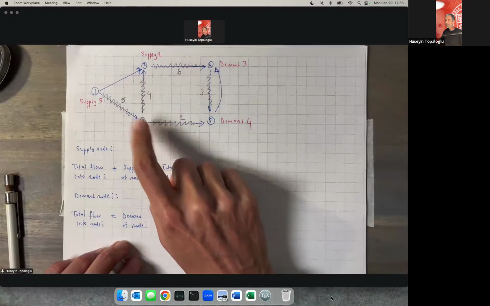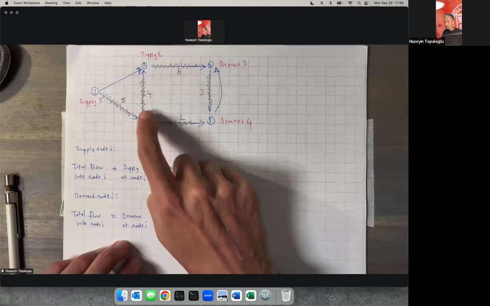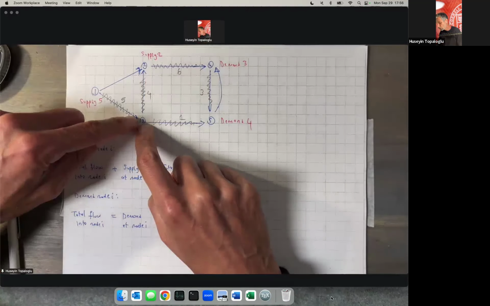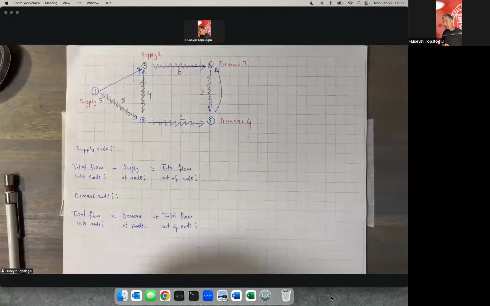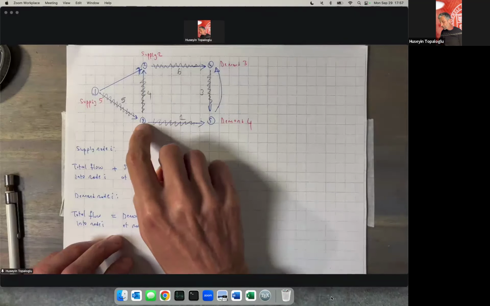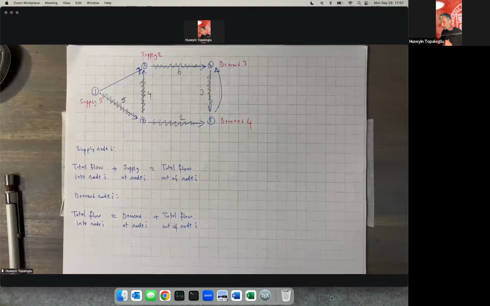And you may have some nodes that are neither a supply node nor a demand node, like node 3 over here. It doesn't have a supply, it doesn't have a demand. So now we need to write a constraint for node 3 that says total flow into node 3 should be equal to the total flow out of node 3. So that should be an exact equality. Inflow into node 3 should be exactly equal to the total outflow out of node 3. Good. So these are the types of constraints that we need to write.